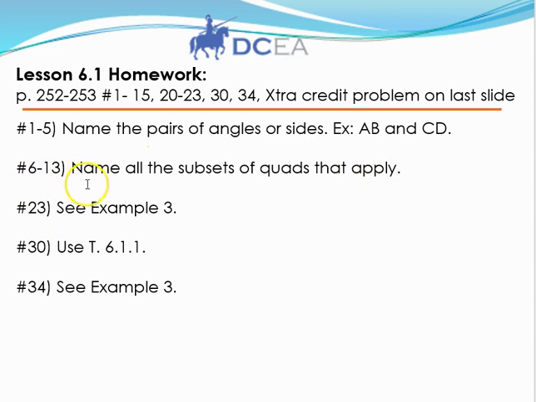Number 6 through 13, name all the subsets of quadrilaterals that apply. Don't just call it a quadrilateral. If it's also a parallelogram and it's also a rhombus, please name it that way. For number 23, that will be worked just like example 3. Number 30, use theorem 6.1.1 to complete that. Number 34 is also like example 3. If you have any difficulties, be sure to contact me, and here's the extra credit problem.